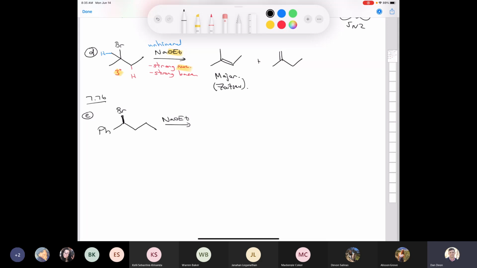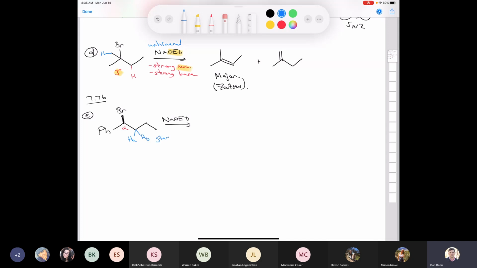Now, in terms of the protons that can be eliminated, if this is my alpha carbon, on my beta carbon on the phenyl, there's no proton, so I don't have to worry about that. However, I do have 2 beta protons here. I have HA and HB. And so this reaction is going to be stereoselective.